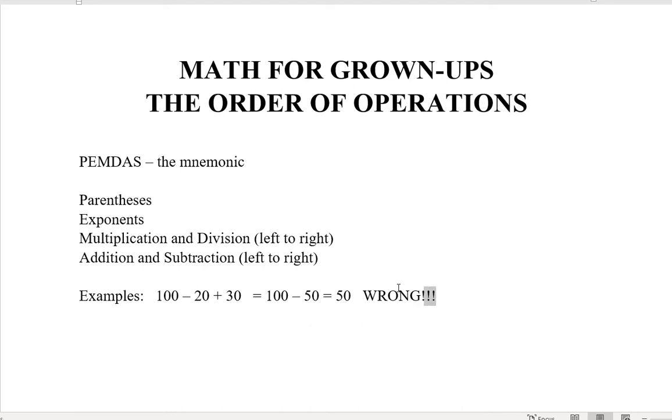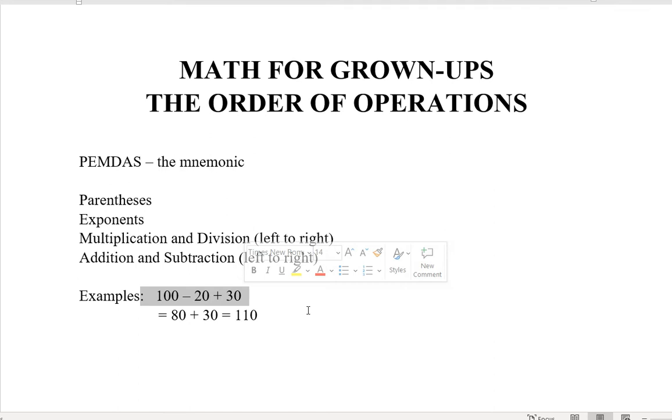It's so wrong. I don't even want to look at it. No. You do addition and subtraction from left to right. Hey, this problem has a subtraction and an addition. We do the subtraction first. We do 100 minus 20 is 80, and then 80 plus 30 is 110. Why? Because we're subtracting 20 and we're adding 30. This is the story of a person who had $100, spent $20, got $30. They ended up with 110.